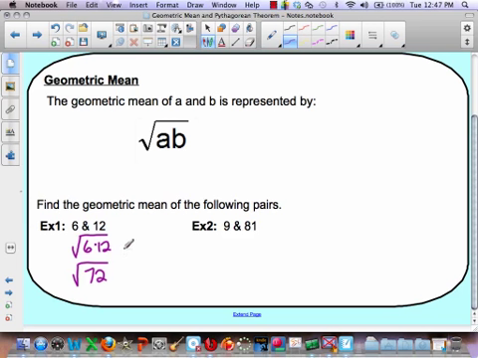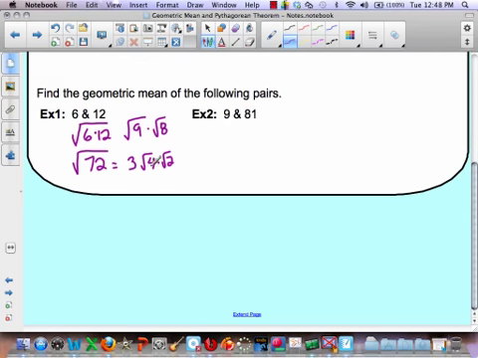So if we go with the square root of 9 times the square root of 8, what's the square root of 9? 3. Can the square root of 8 be broken down? Yes, 4 and 2, so that's 3 times root 4, root 2. What's the square root of 4? 2. So what's 3 times 2? And therefore we get 6 radical 2 as our final answer. Okay, so that's going to be your geometric mean.